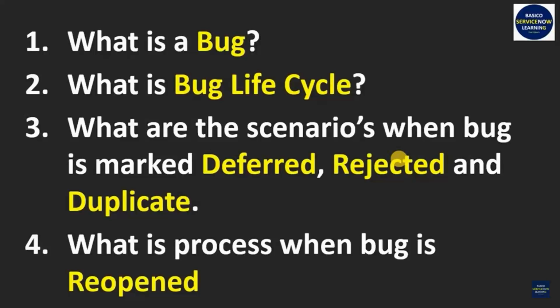First, what is a bug? Second, what is a bug life cycle? Third, what are the scenarios when bug is marked as deferred, rejected, and duplicate? And fourth, what is the process when bug is reopened? Okay, so let's see what is a bug.